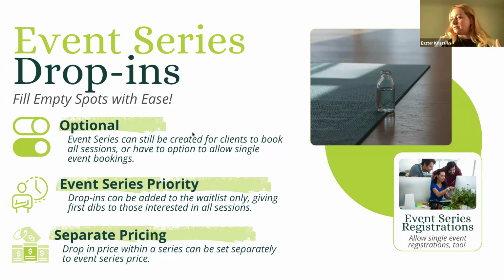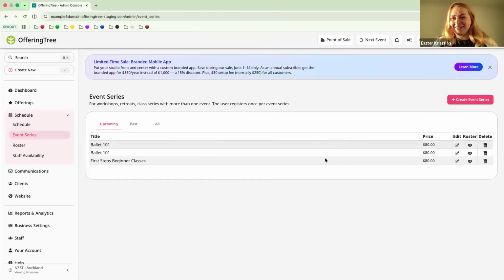Okay, and then now I'm gonna do a little swipe to go to the page. So hopefully you can see this test page. I'm already on the event series tab, which you can find under the schedule, or you can also search for it if you are lost. Now there are a few already I was testing yesterday and I started putting it in. This is a dance studio example. So that's why you see Ballet 101 and First Steps Beginners.